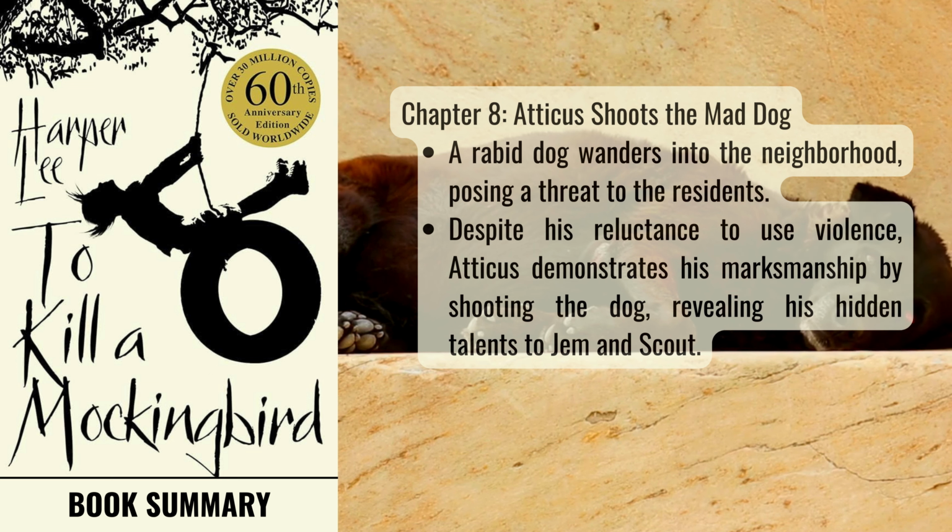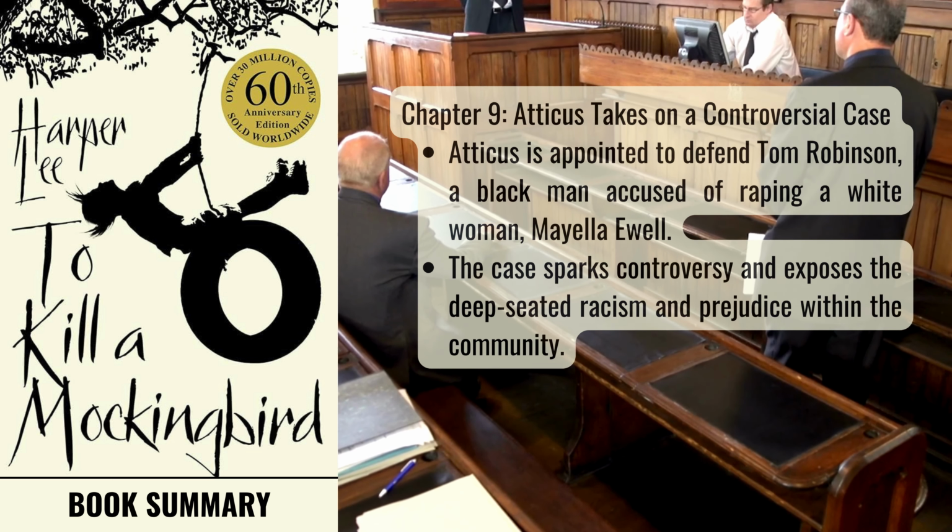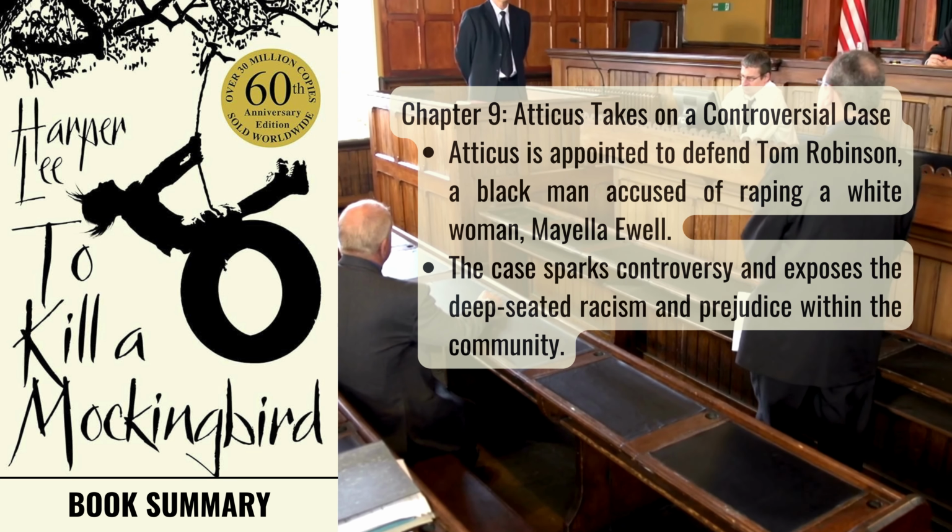Chapter 8. Atticus Shoots the Mad Dog. A rabid dog wanders into the neighborhood, posing a threat to the residents. Despite his reluctance to use violence, Atticus demonstrates his marksmanship by shooting the dog, revealing his hidden talents to Jem and Scout.